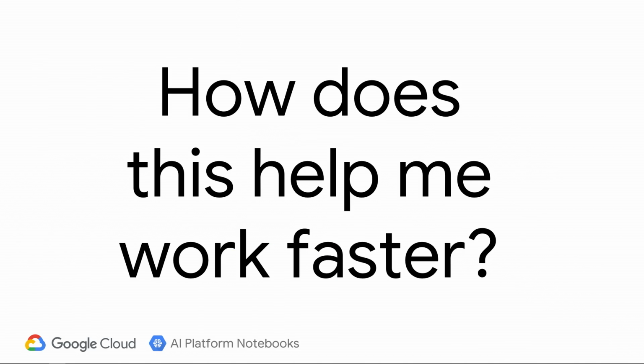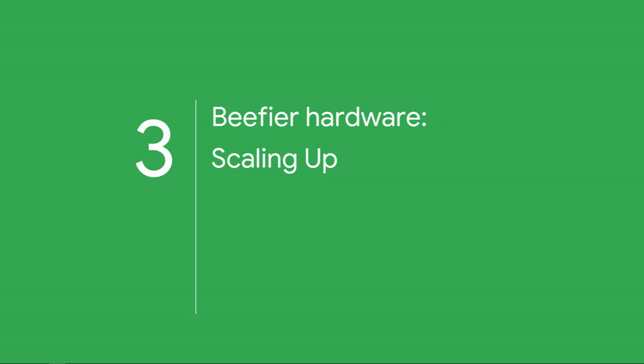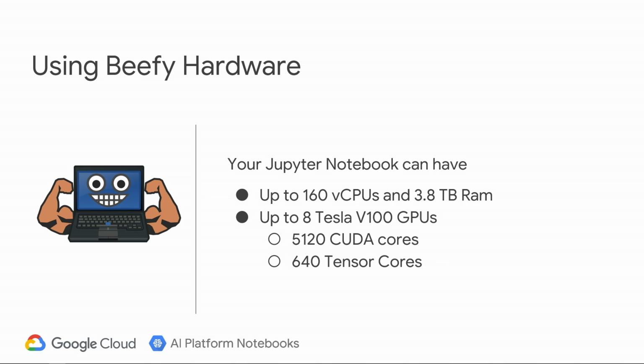Now, great, but it still doesn't tell me how do I actually work faster. So let's get into the details. Step 1, beefing up, scaling up. If you use beefy hardware, Jupyter notebooks, you can create them to have extremely powerful configurations. You can have up to 160 virtual CPUs and up to almost 4 terabytes of RAM. That's a whole lot of processing power.